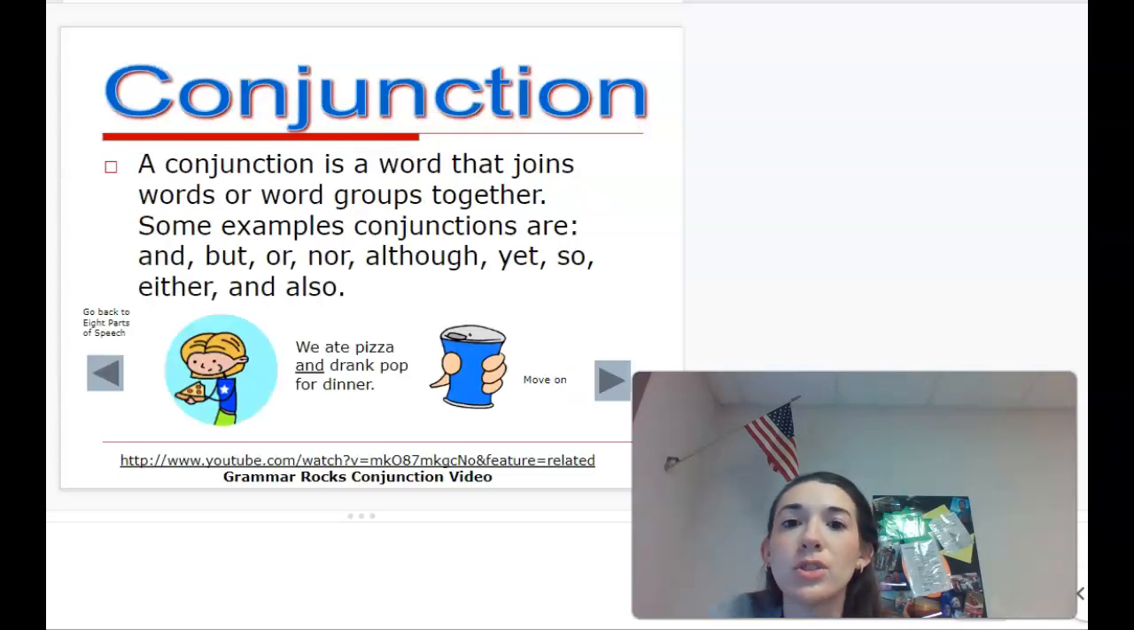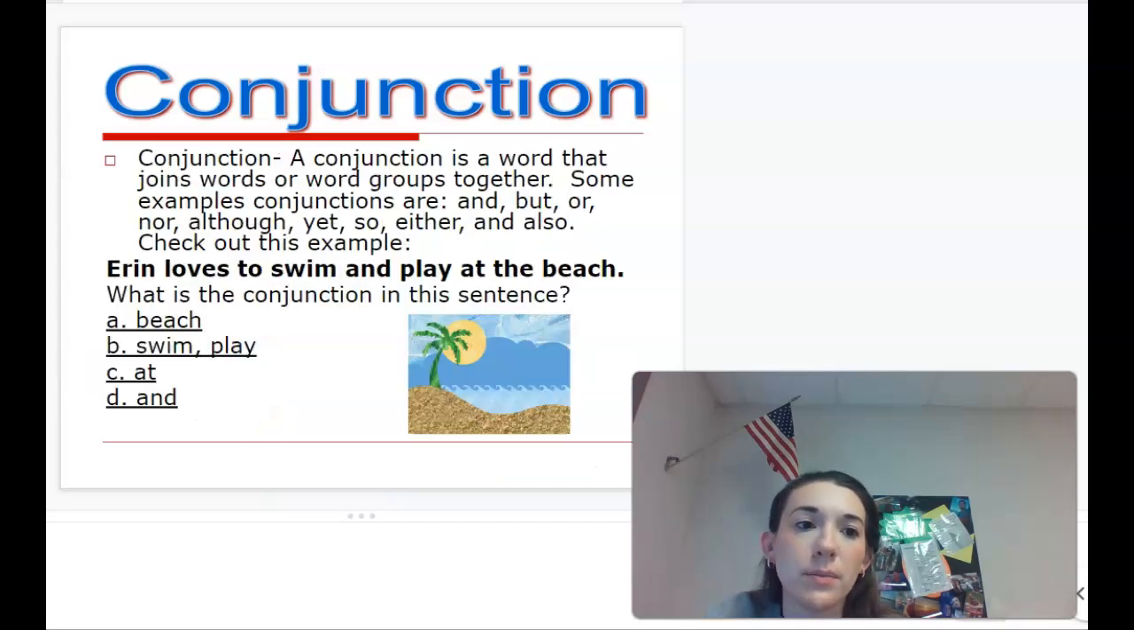Conjunction. A conjunction is a word that joins words together. Some examples of conjunctions are and, but, or, nor, although, yet, so, either, and also. Once again, there are a few examples on the screen, and we're going to look at an example question. So conjunctions, once again, bring words together.